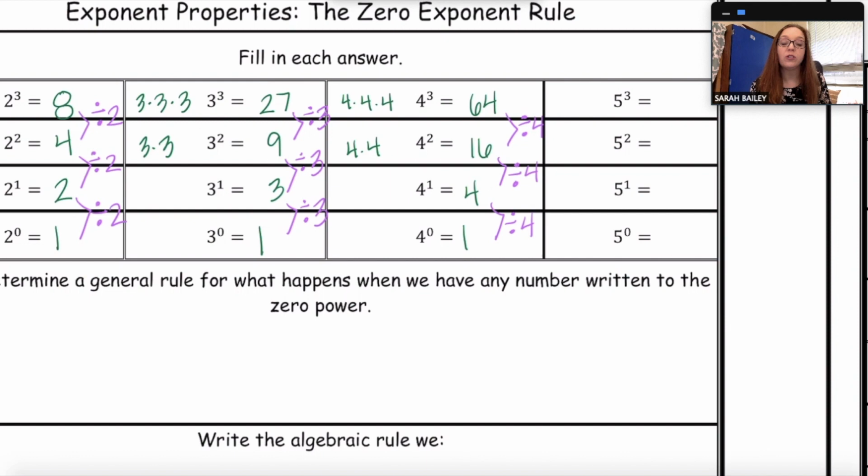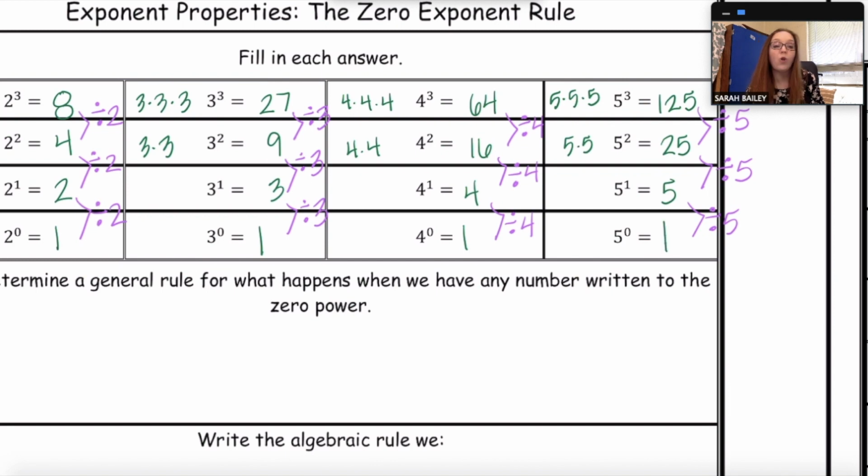And we're going to try it one more time with the 5s. So 5 cubed, remember, means 5 times 5 times 5, which is 125. 5 squared is just 5 times 5, which is 25. And 5 to the first is 5. And yep, if I divide 125 by 5, I get 25. And 25 divided by 5 is 5. So 5 divided by 5 gives me 1.